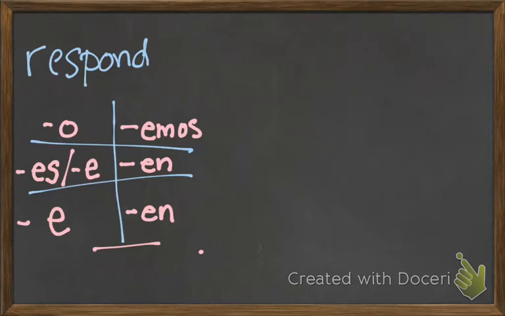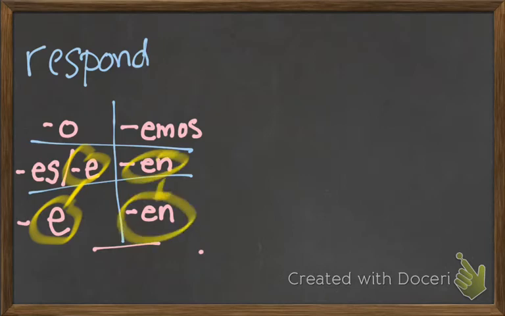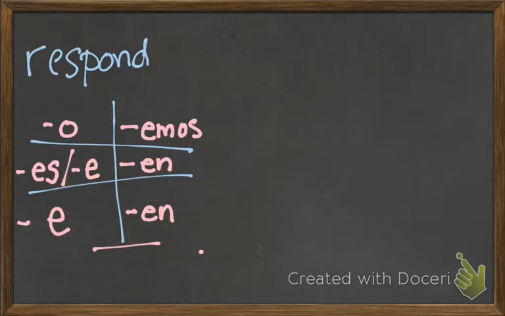Just like before, the usted form looks exactly like the él and the ella form. The ustedes form looks exactly like the ellos and ellas form. So we have repeats, but that's okay. So that's the verb responder, right? That was our ER verb. Now let's look at our IR verb. We have compartir.